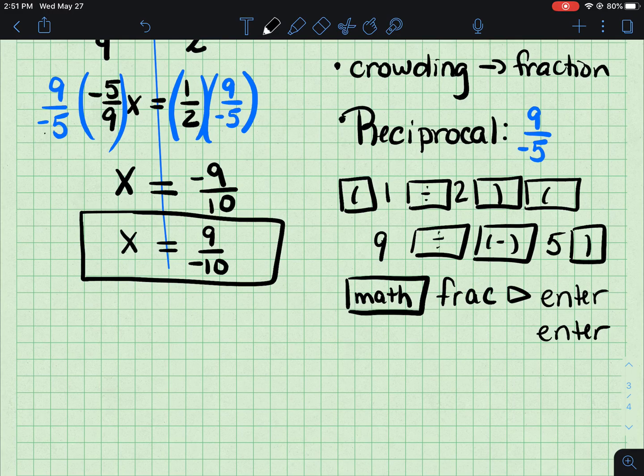But remember, I have to see the steps. If you're not showing me the steps, you're really showing me elementary school level work, and I need to see high school level work. All right, we'll work on this more tomorrow.